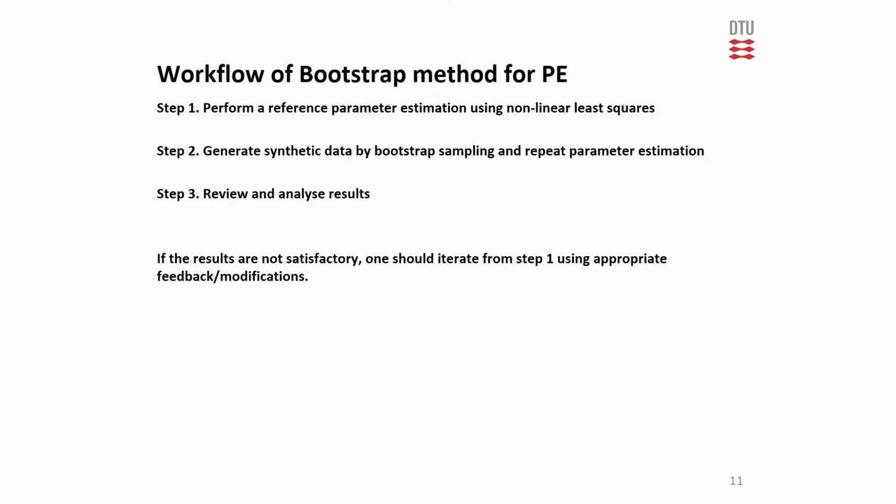In step 2, synthetic data is generated by Bootstrap sampling. For example, by random sampling with replacement from the residual vector and through its addition to the model prediction obtained in step 1. For each set of synthetic data, the parameter estimation carried out in step 1 is repeated, and the output with values of the parameter estimators is recorded in a matrix.